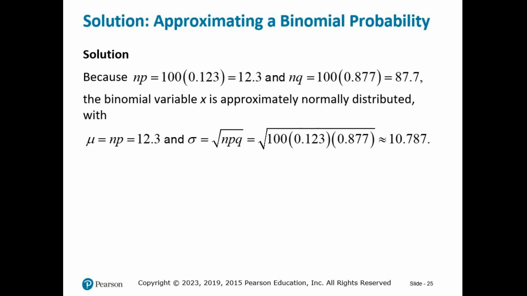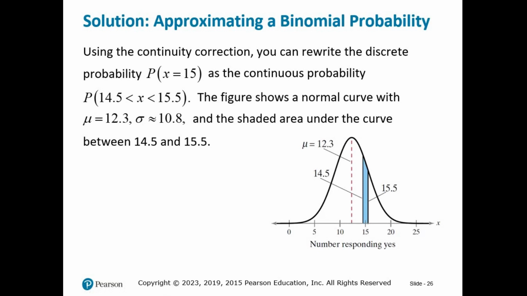Next we figure out mu and sigma. Mu is already done, 12.3. Sigma is the square root of 100 times 0.123 times 0.877, which turns out to be about 10.787. Now we determine how to use the continuity correction. Well, in this case, they want to know if an answer is exactly some number. So the way we do it for this type of question is to give a cushion on both sides. So we'll subtract 0.5 from that number on the left and add 0.5 to it on the right.